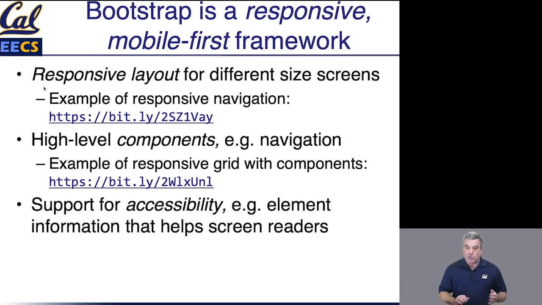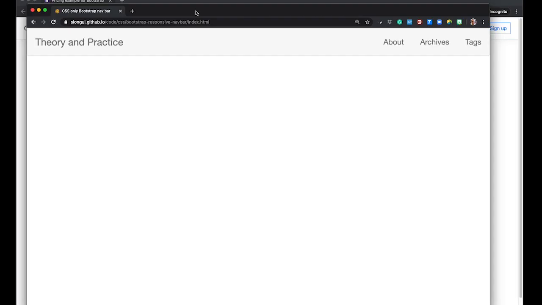A responsive layout is one that allows you to design your page elements and specify how they should be laid out on the page in such a way that as the screen size varies from a small smartphone to a full-size desktop or laptop browser, the screen display does something useful. Let's look at an example. So here's a really simple example that uses Bootstrap and CSS to do a responsive navigation bar, or nav bar.